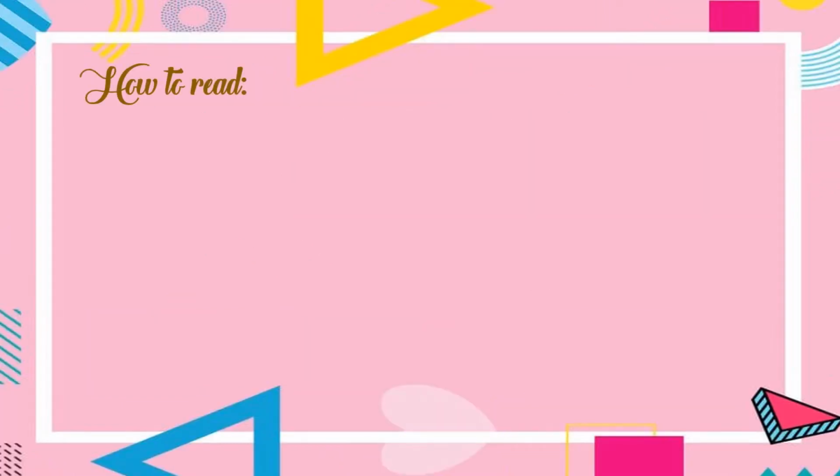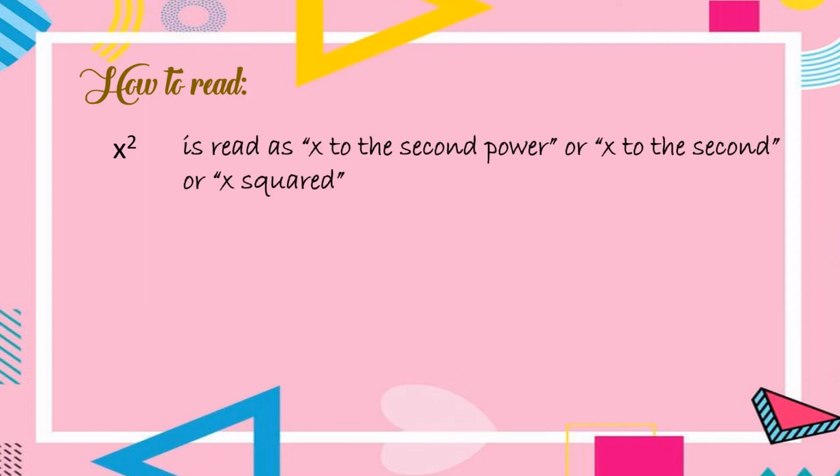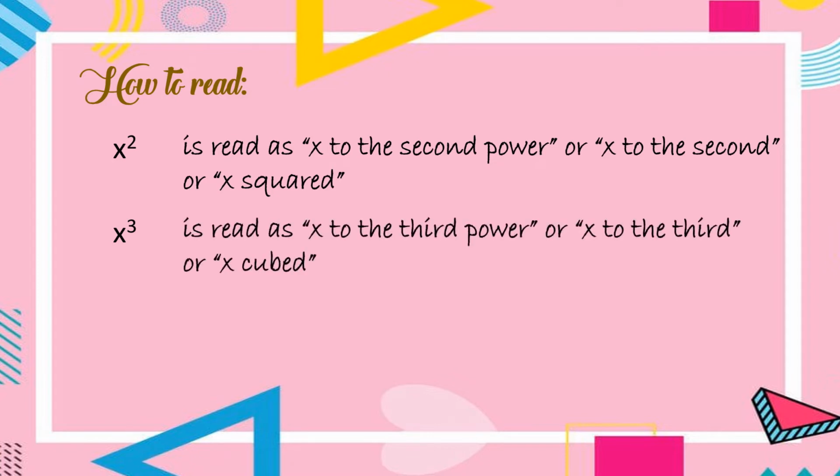How to read exponents? Example, we have x and then ang exponent natin ay 2. It is read as x to the second power or x to the second or x squared. Ginamit yung salitang squared kapag 2 ang exponent. Next is kapag 3 ang ating exponent. It is read as x to the third power or x to the third or x cubed. Kapag 2 or 3 ang ating exponent, ginagamit natin yung term na squared or cube.